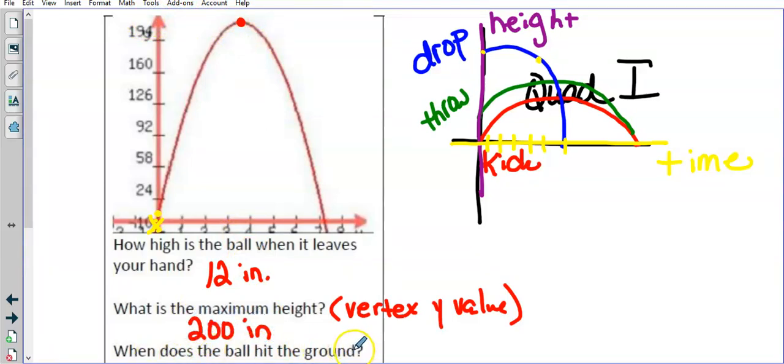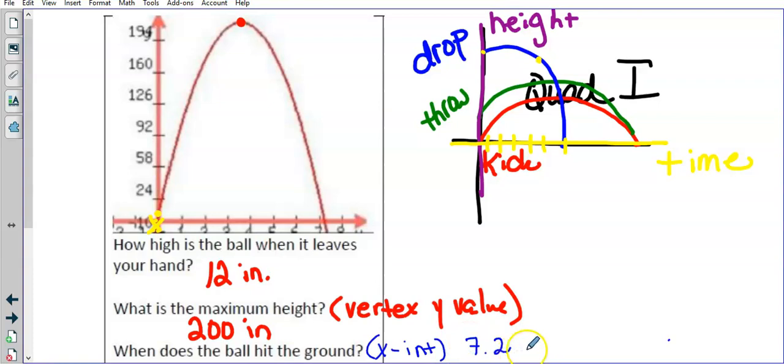And when does the ball hit the ground? Okay, so this time I'm looking for the x-intercept that is positive, because there's another x-intercept over here, but it's a negative number, and that's not where it hit the ground. It goes up and then comes back down, and it hits the ground at about, I'm going to say 7.2.